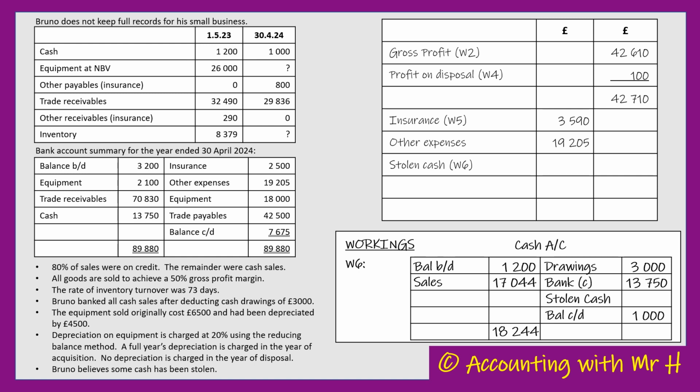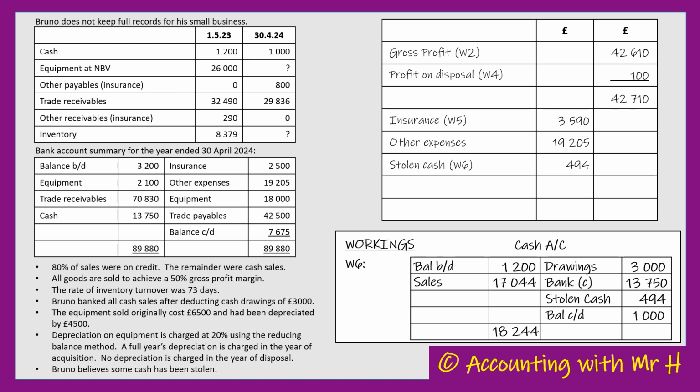So 18,244, take away what he's got on the credit side, tells me that there's £494 of cash unaccounted for. So somehow, somewhere, perhaps he's got a dishonest worker, but £494 of cash has gone missing or been stolen. So that's going to have to be an expense. I'm going to put that then into his income statement. There we go.